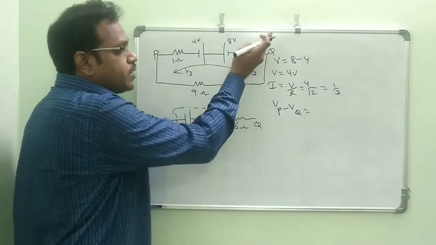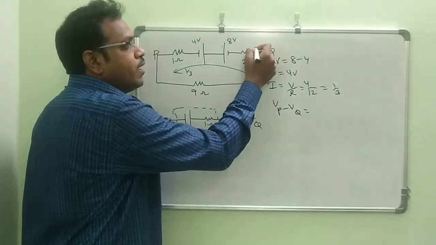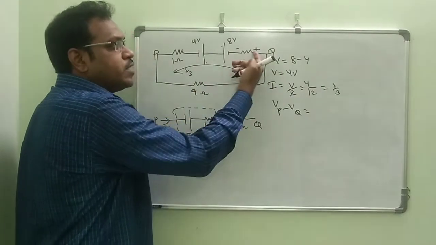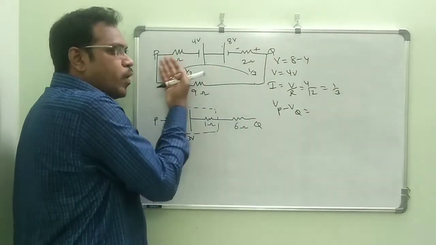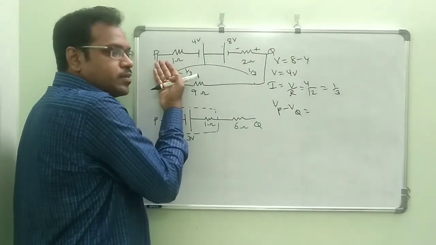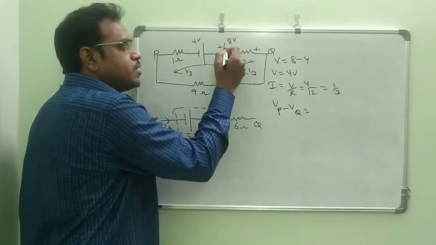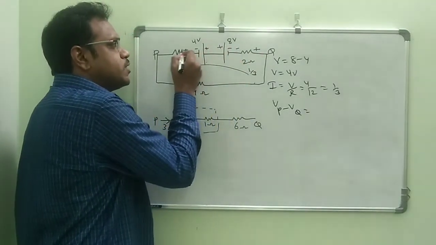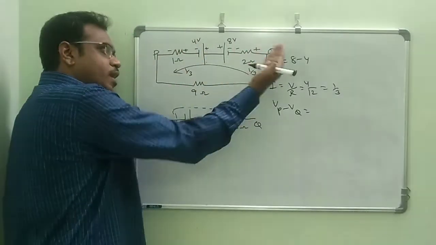Okay, when you go in this direction, the current is coming in this direction. So we need to select plus and minus according to the current direction. The current is going anti-clockwise, coming like this. So here it is plus and minus, plus and minus, plus and minus, because current flows from higher potential to lower potential.